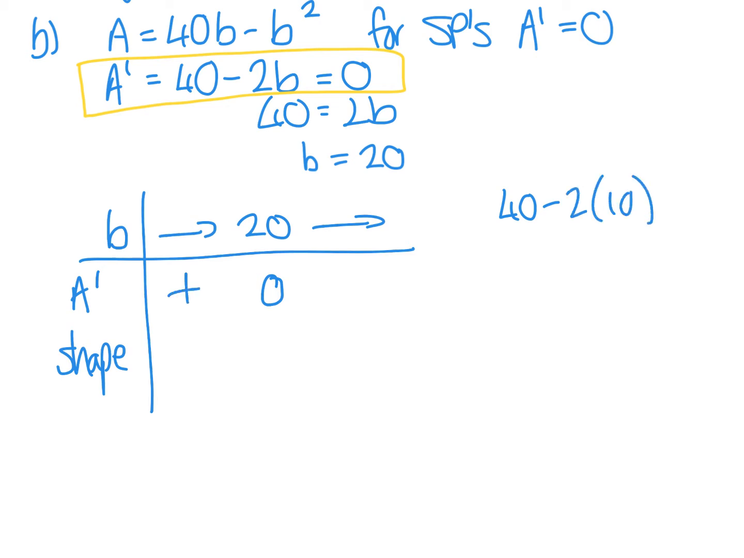After 20, let's just go with 30, so I'm using 10 and 30 here. So afterwards, the number 30 would be 40, take away 2 times 30, which is 60, so that's negative. So I end up with a maximum turning point.